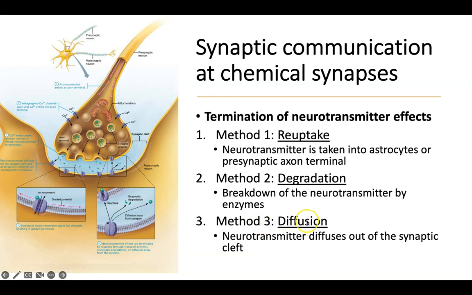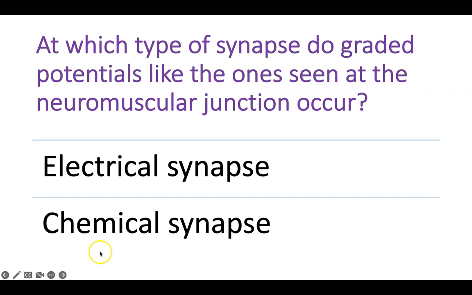And then finally, we have a third method of termination, and that's diffusion. This is probably the simplest because this just involves the neurotransmitter diffusing out of the synaptic cleft to the point where there just isn't enough of it to activate the postsynaptic cell. So those are the three methods of terminating neurotransmitter effects. And now I'll just leave you with a question.